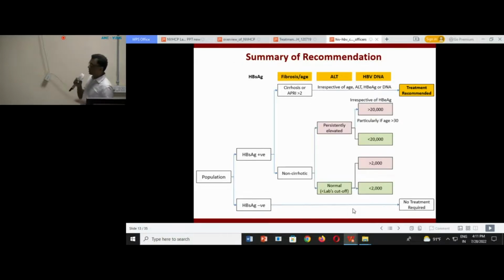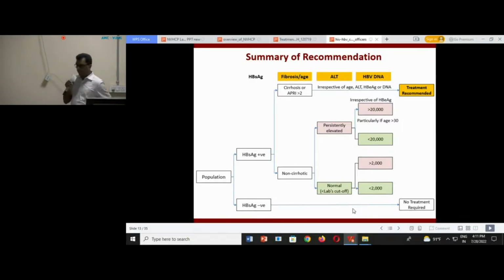Then comes the non-cirrhotic people, that is, those in chronic infected stages with or without hepatitis. Once the patient is in a non-cirrhotic stage, we do ALT. If ALT is persistently elevated, then definitely we do the HBV DNA levels. If it is more than 20,000, definitely we have to treat this patient. That means these patients land in cirrhosis and HCC. That's why we have to treat this patient.